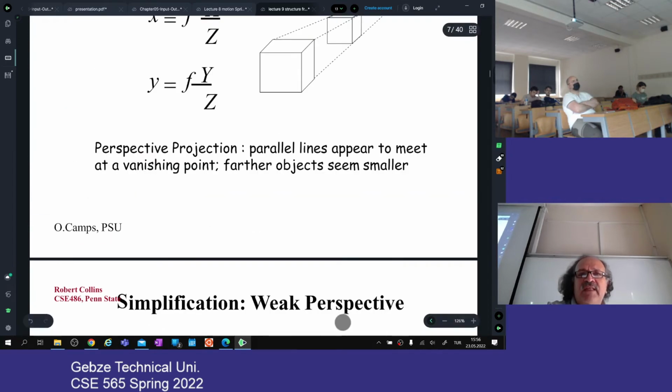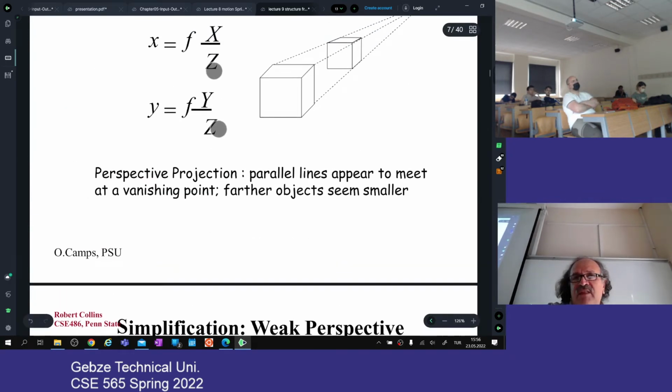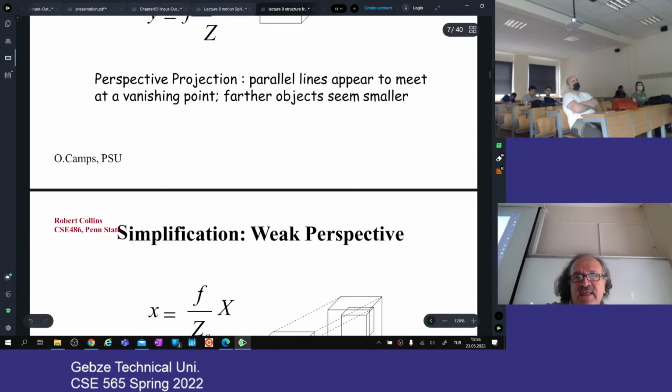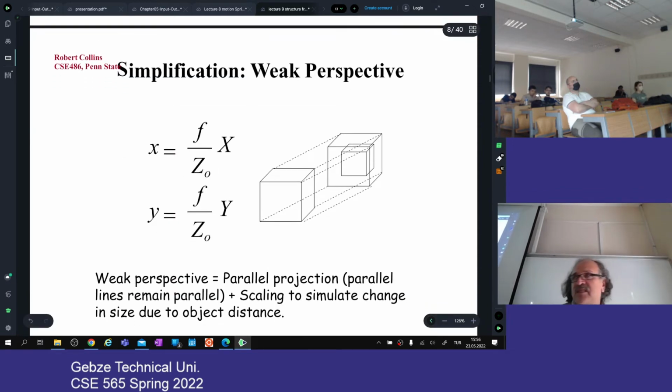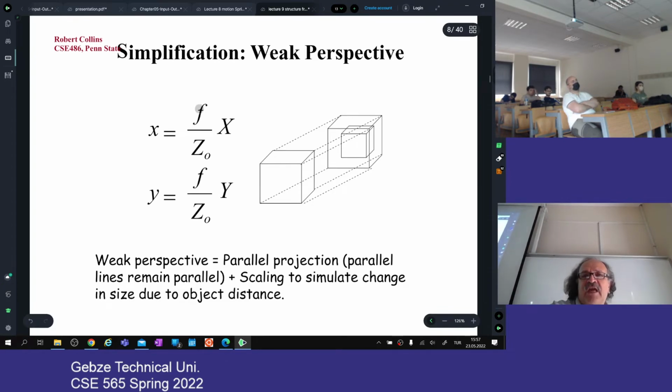So instead of dividing by z, which depends on where the object is, I am dividing by this z0, which is a constant, which makes it all linear, right? So multiply x by this number, f over z0. So this is called weak perspective projection. Again, it's an assumption, but it's going to make our life a lot easier.